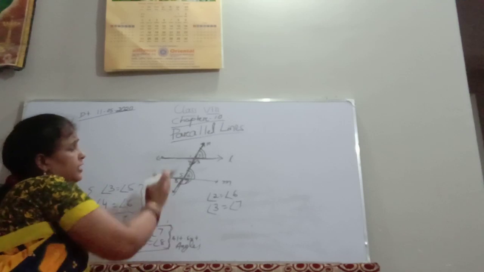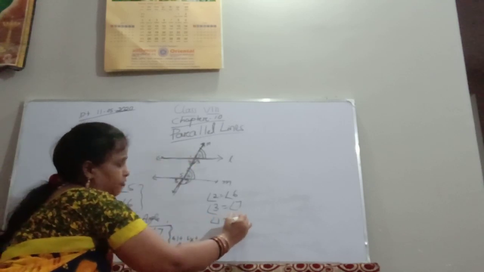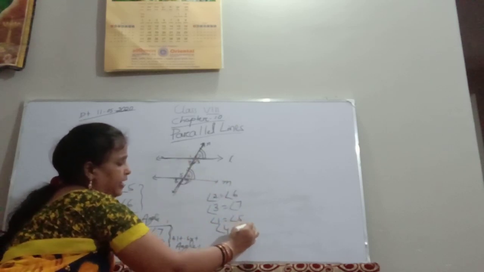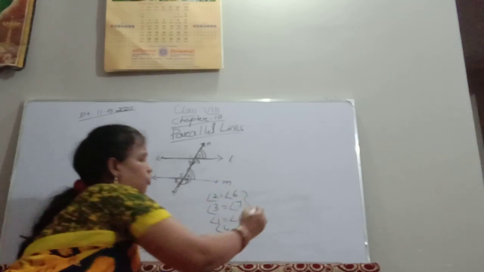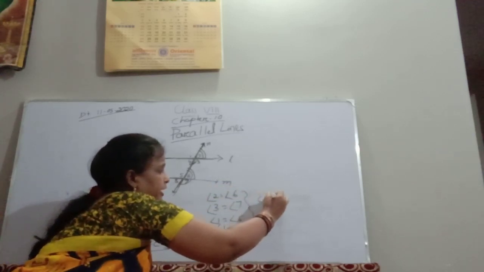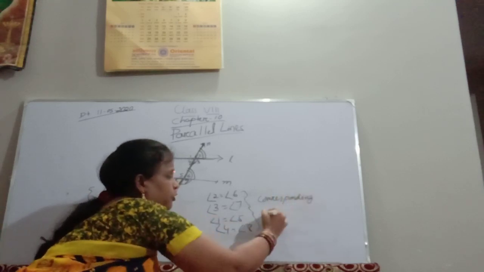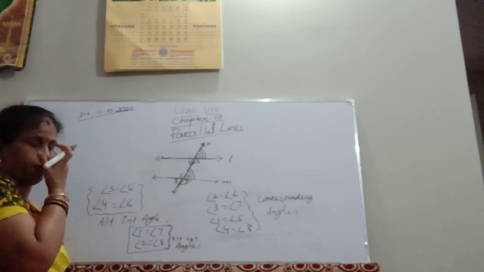And another thing, on the left side you can see angle 1 is equal to angle 5 as well as angle 4 is equal to angle 8. So all these pairs are known as corresponding angles. Very interesting things you can understand with the help of the PPT.